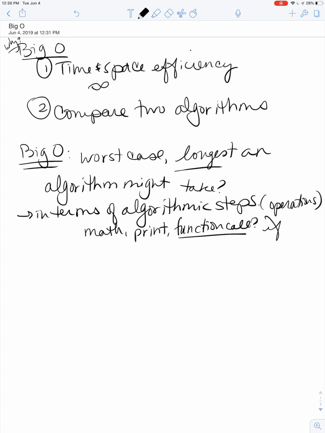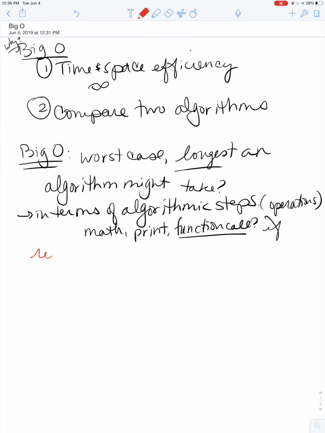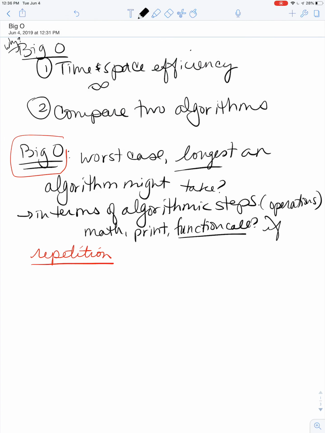So ifs, but the real key here, and I'm going to colorize it for emphasis, is repetition. We care about repetition in the big O. What are the sources of repetition? The idea is that we really count the repetition. And so big O is not just the worst case, the longest an algorithm can take, as the input grows. As the input size grows is really what we care about.